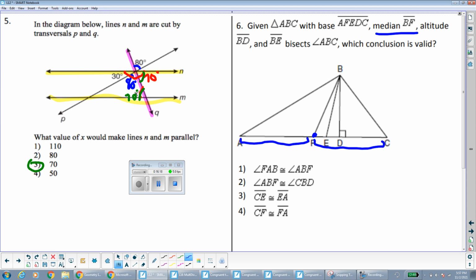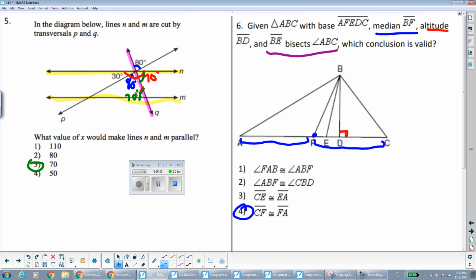And already I see that answer choice over here, CF is congruent to FA. So I already found a conclusion that's valid. But let's talk about why the other ones are not valid. So they also tell us that we have altitude BD. So altitude is a perpendicular line, forms a right angle. They already have that for us in the diagram. So there's no other conclusions we really need to draw there.